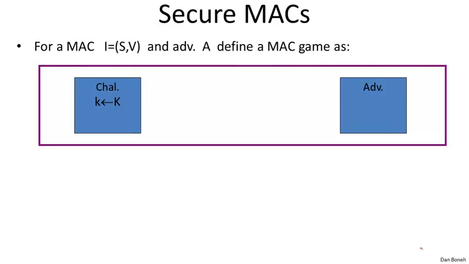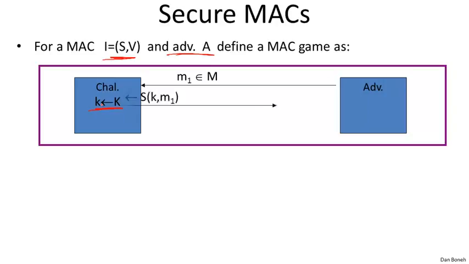So here we have two algorithms, S and V, and we have an adversary A, and the game proceeds as follows. The challenger, as usual, just chooses a random key for the MAC, and then the adversary does his chosen message attack. So he submits an M1 to the challenger and receives the tag on that message M1. Then he submits an M2 and receives the tag on that M2, and so on and so forth, until he submits Q messages and receives Q tags on all those messages. So that's the chosen message attack part.